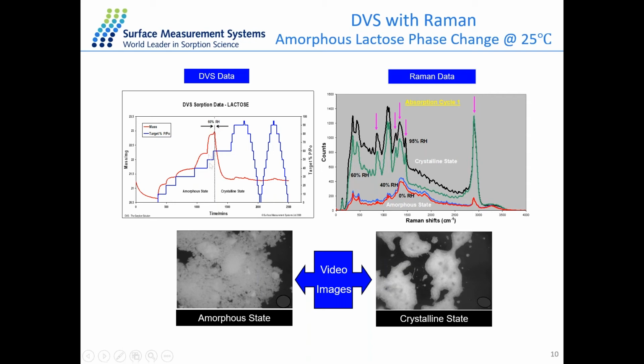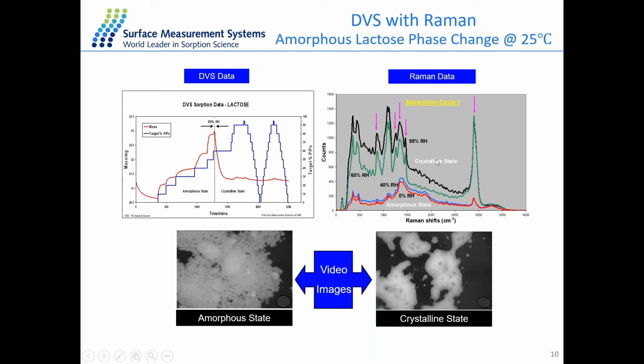And something happened at 60% RH. In this step, you can see a significant decrease in the mass, which is due to the amorphous to crystalline phase change. And this phase change doesn't show the same in the second cycle. So this is a kind of irreversible phase change happening in this case.